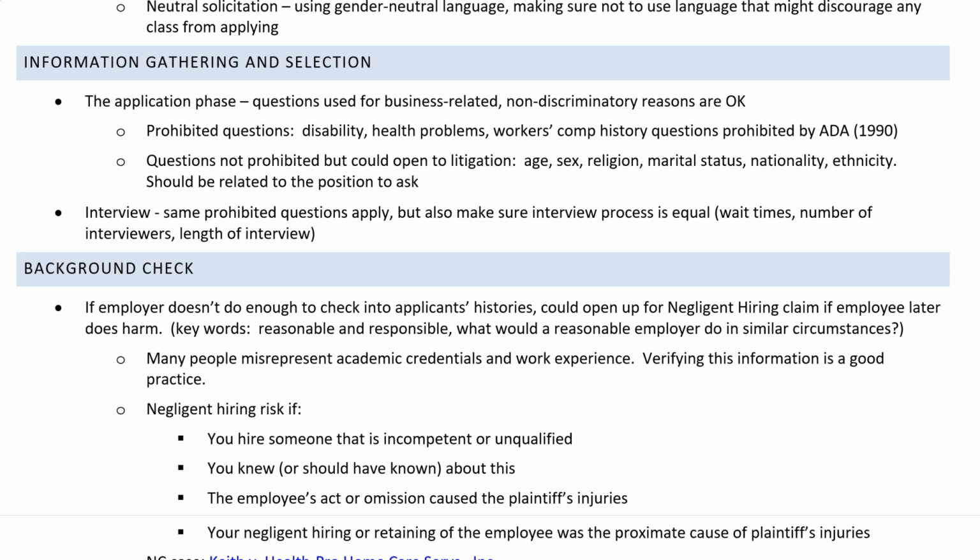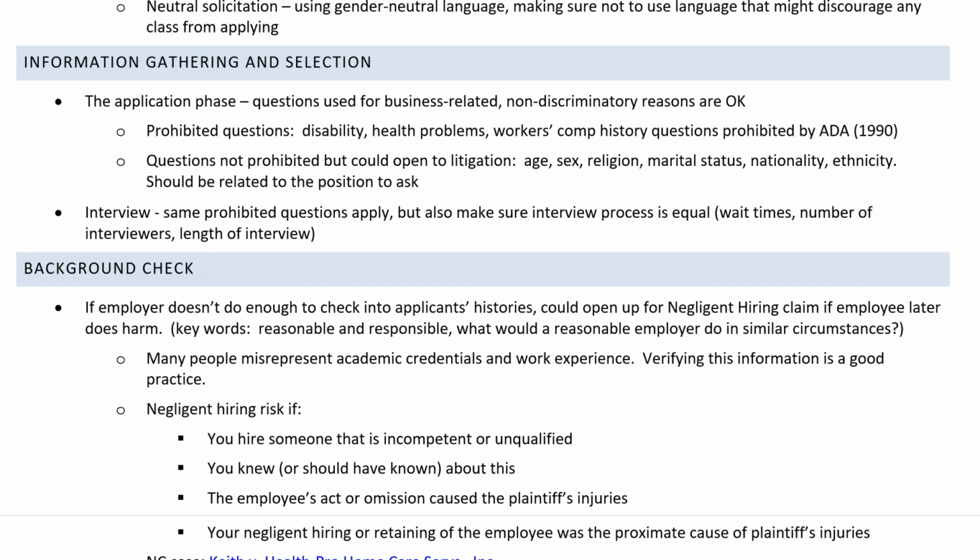Those are prohibited by the Americans with Disabilities Act. Now, it's not that I can't find out about a person's disability and health problems, but that would be later on after we've already made a job offer. Then we can dig a little bit deeper into that, but we're just trying to prevent people from being rejected or filtered out before they're given a fair chance to demonstrate that they could do the job with or without some type of accommodation.